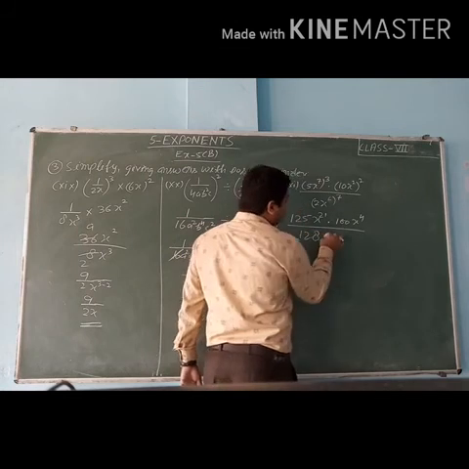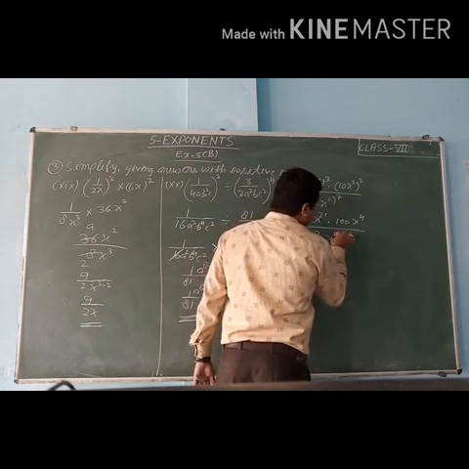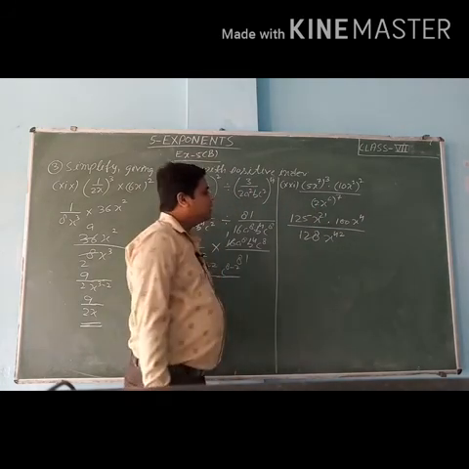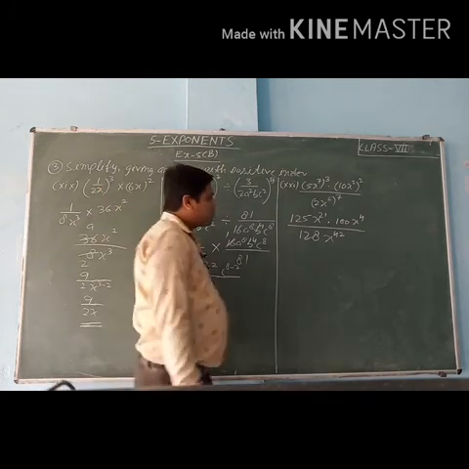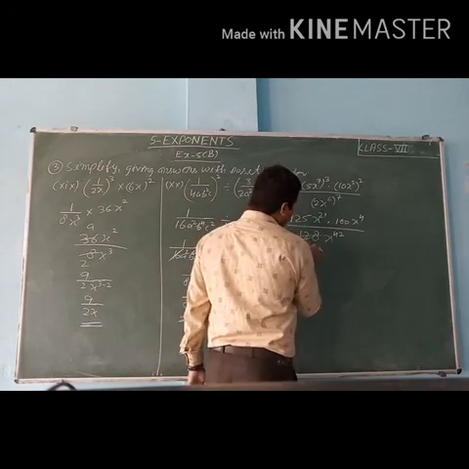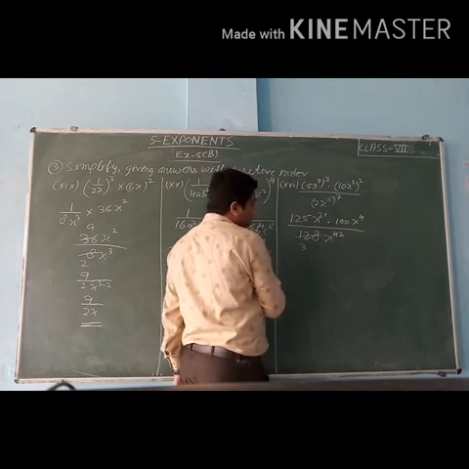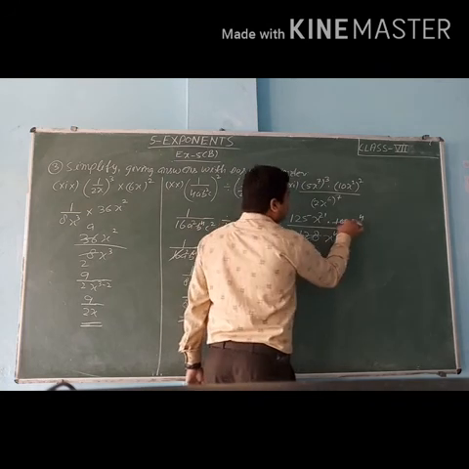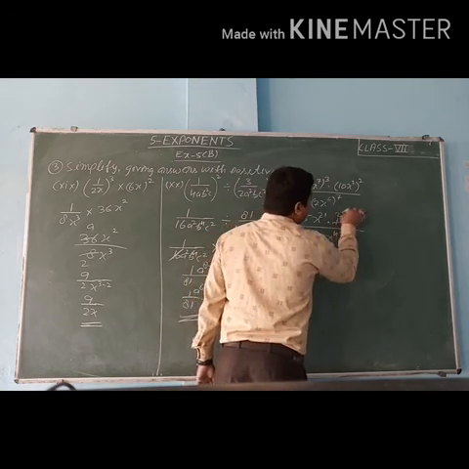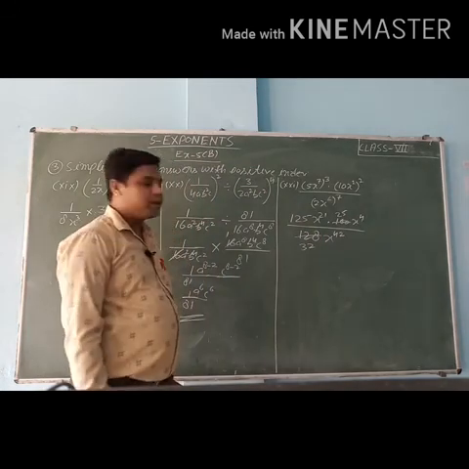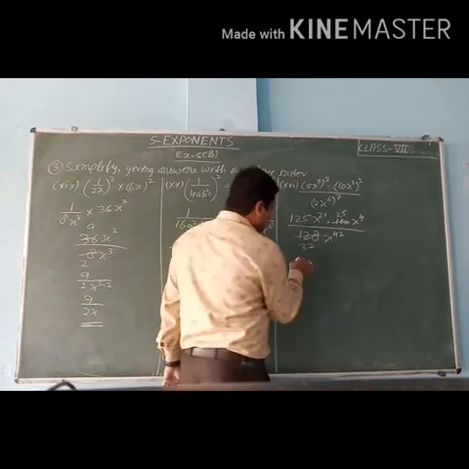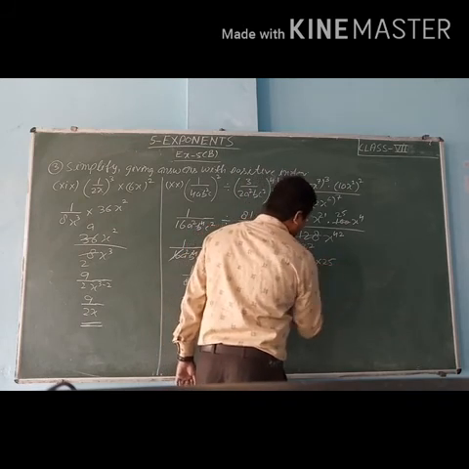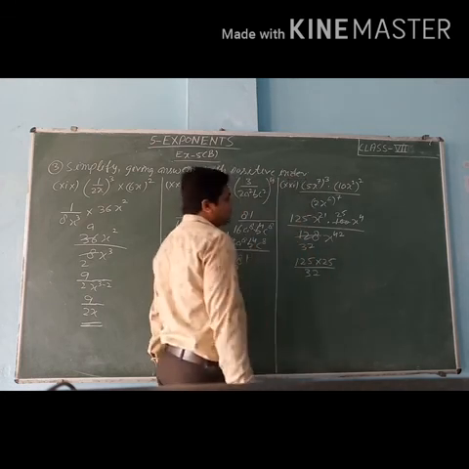128. X raised to the power 7 6s are 42. So students, if any numbers are divisible, we can divide those numbers. So by 4 we can divide. 4 3s are 12, 4 2s are 8. Yes. Then 4 2s are 8, 4 5s are 20. Now no numbers are divisible. So 125 multiply 25 upon 32.